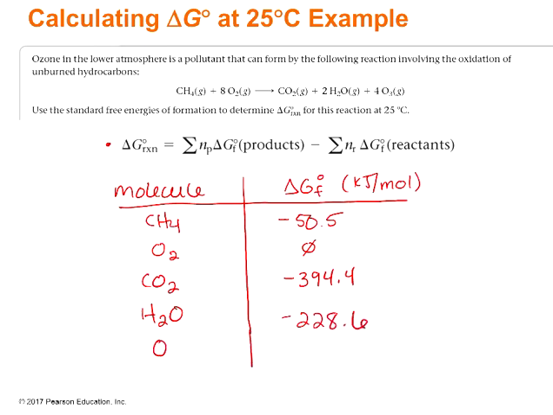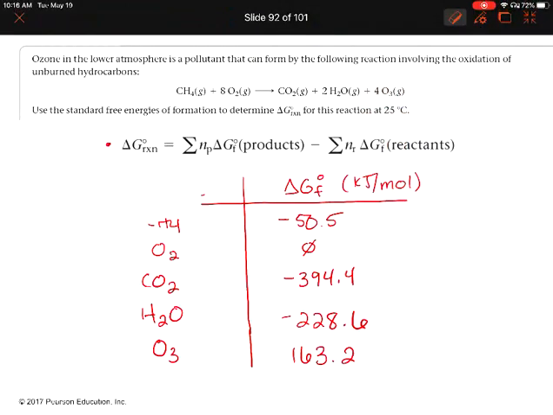And finally, ozone. Let's see, is ozone in here? Oh, no, ozone is not in there. I do have the value, though. I think in the back of the textbook, if we look it up, its value is 163.2. Okay, so now we have everything we need to calculate delta G of the reaction. Oh, I did not give myself an extra slide. So, all right, if you have these values in your notes, what I'm going to do is just erase this table we made.